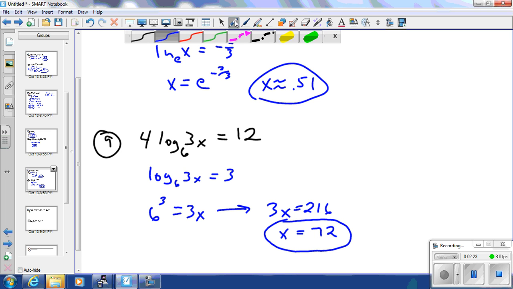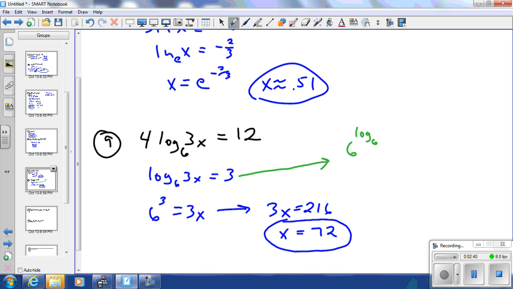Now the other way that I was referring to here, let's do this in green. It's going to give the same exact result, but it would be to say, well, I'm doing base 6, so let me take 6 to this power and set it equal to 6 to this power. So if I did that, 6 to the power of log base 6 of 3x is going to equal 6 to the power of 3.